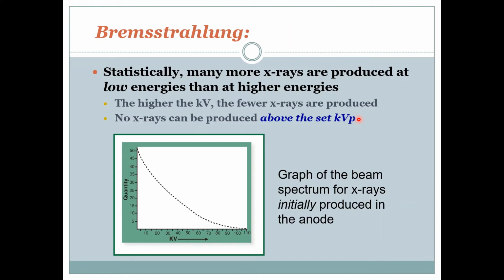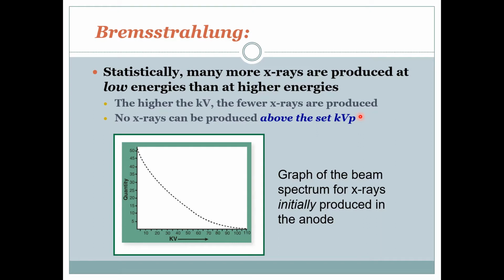And in any setting you set, that's true. So whatever your maximum kV is on your console, that's the maximum energy any one X-ray photon could have. Now, most of the X-ray photons will have less than that because most Brems interactions do not take away all kinetic energy from the electron.